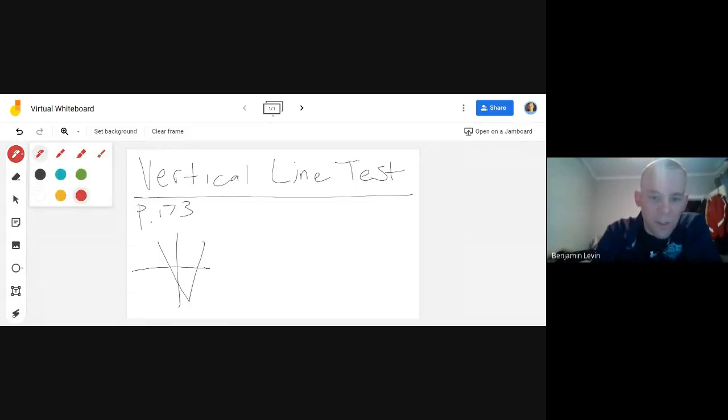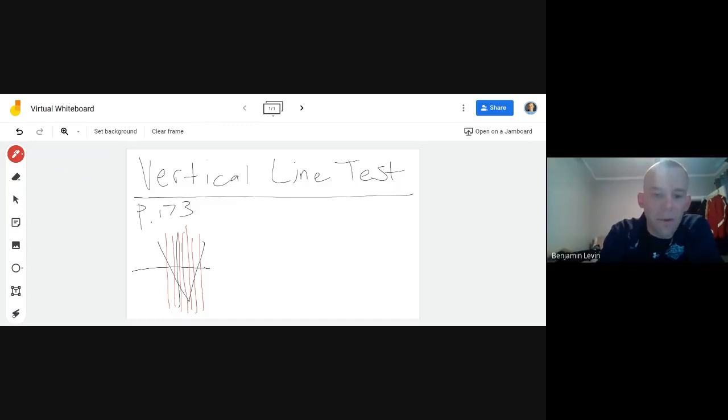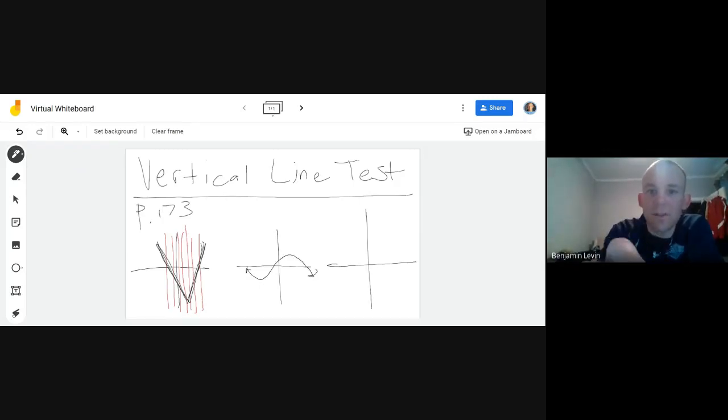If I draw a vertical line, which is straight up and down, anywhere on this function, does it cross in more than one place? No. So it is a function, right? If a vertical line at any given point does not cross at more than one place on this original line, then it passes the vertical line test and it is a function, right? So let's do another one here. Let's do this one, which kind of looks like this. And then the last one looks like this.